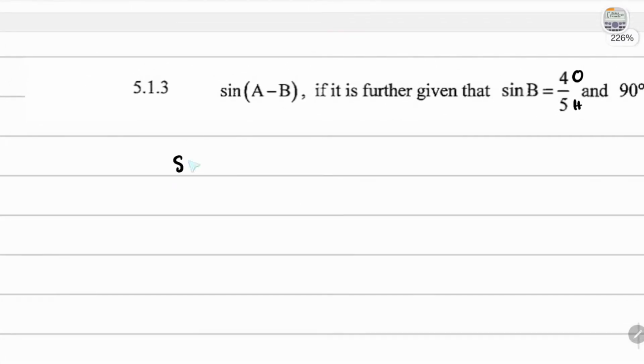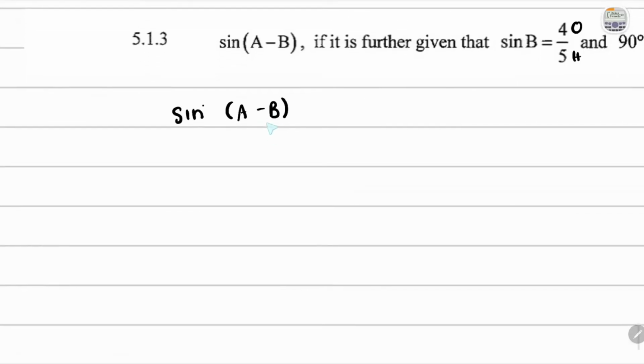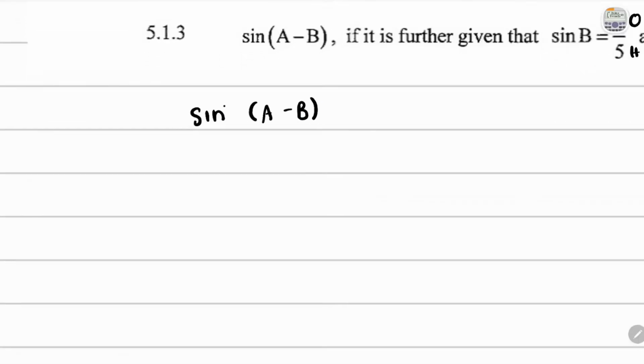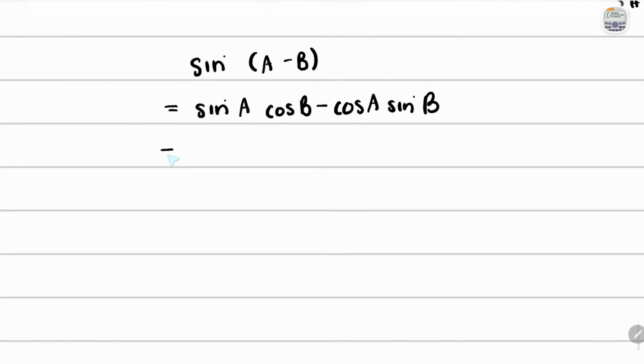Sine (A minus B). What can we use to expand this? Because we don't know what their angles are, we can use the compound angle formula's expansion. So this is going to be sine A cos B, and then the sign stays the same, minus cos A sine B. We're just substituting.